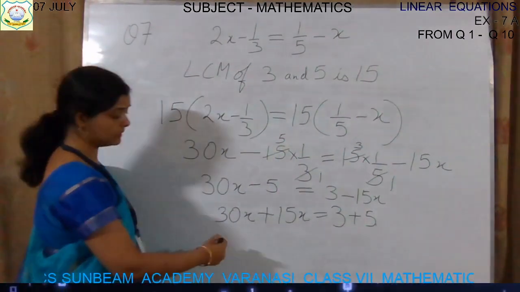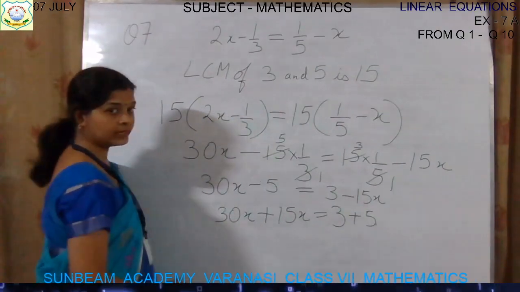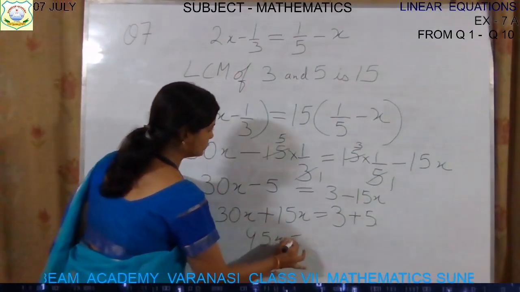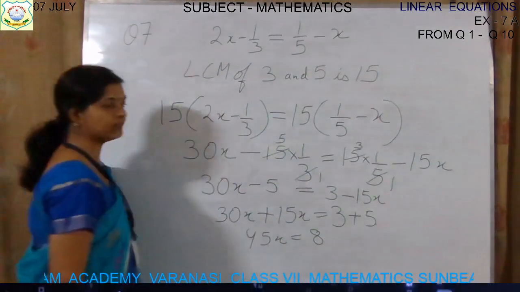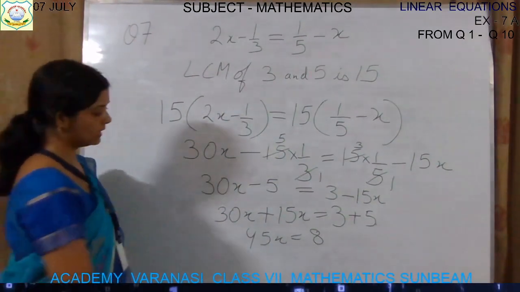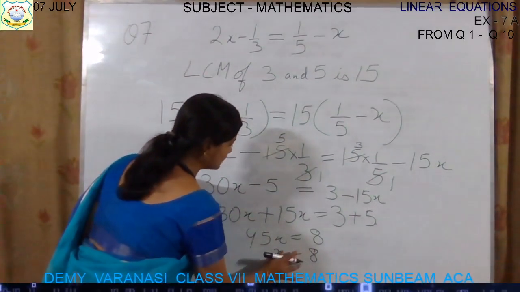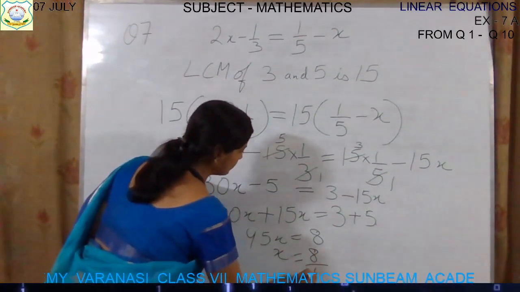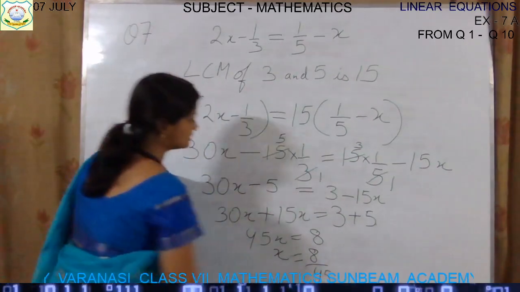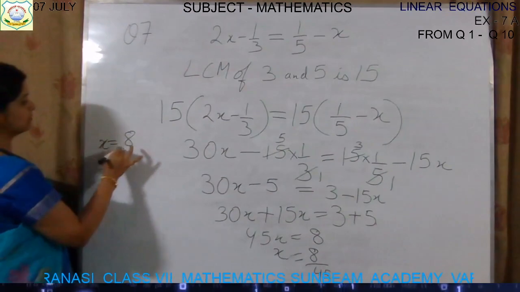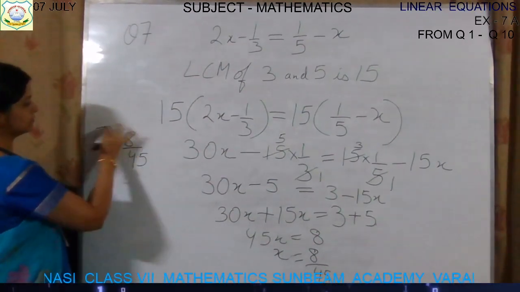Now children, solve it up. 30 plus 15x, it is 45x, is equal to 8. 45x is equal to 8 and x is equal to 8 by 45. This is our answer. x is equal to 8/45.